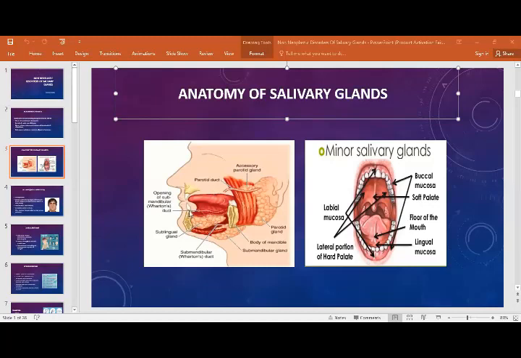In the case of the submandibular gland, the duct which opens in the floor of the mouth is called Wharton's duct. The sublingual gland does not have a specific duct, but it has very few small ducts which open again at the side of the tongue. So these ducts are very important.